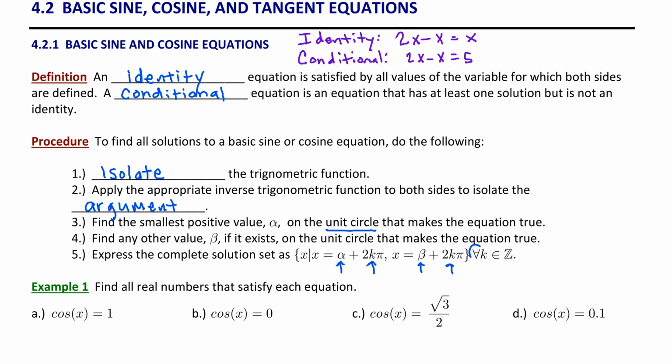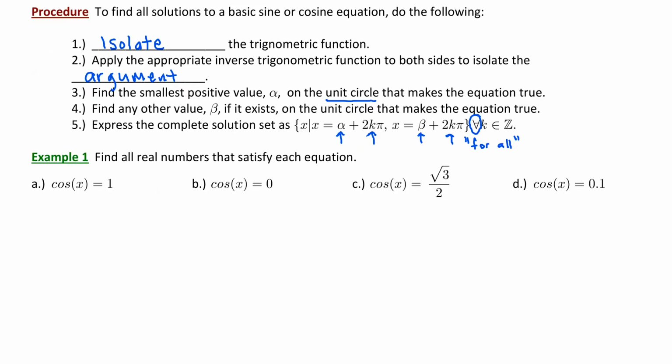Now, you may or may not have seen this symbol before. The upside down A means for all. It's called the universal quantifier. So that simply means for all integers k. All right, I think that's enough explanation. Let's get our hands on the details in example 1.